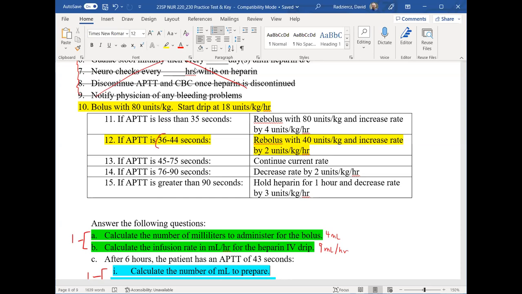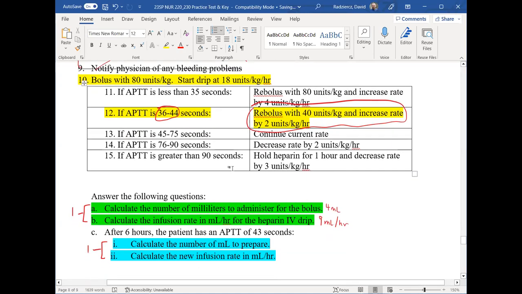And that's why I highlighted this, right? Because 36 to 44, 43 fits in the middle of that. And we're going to do what it tells us to do. It says to rebolus with 40 units per kilogram, and then to increase our infusion rate by another 2 units per kilogram per hour. So our initial bolus was 80 units per kilogram. Now we're going down to 40 units per kilogram. So if you're sitting here going, oh, okay, I can do that, that's 2 milliliters. Great. You did that right.